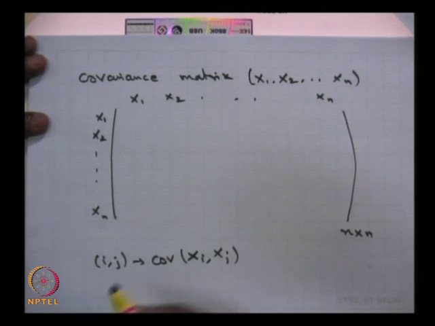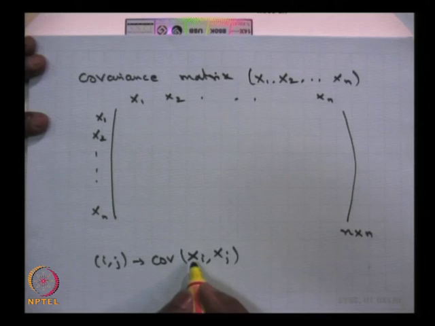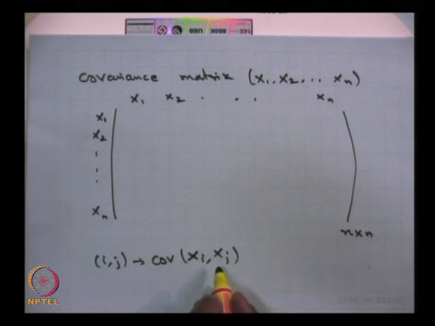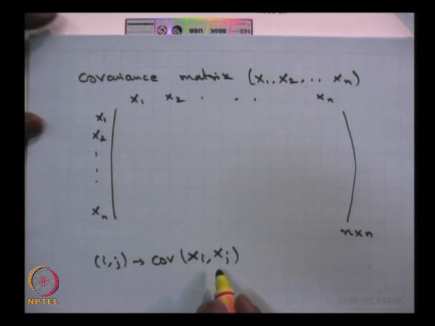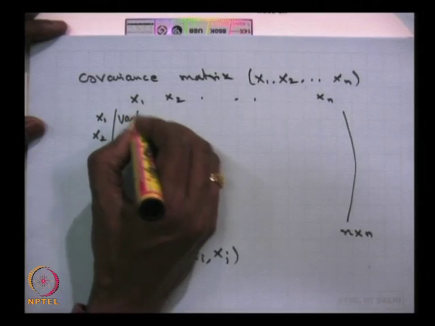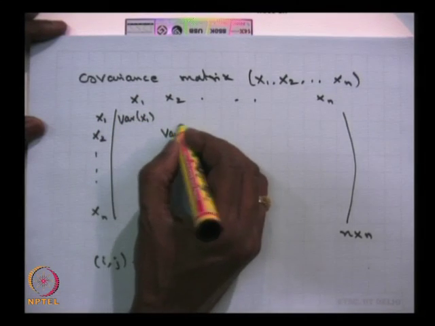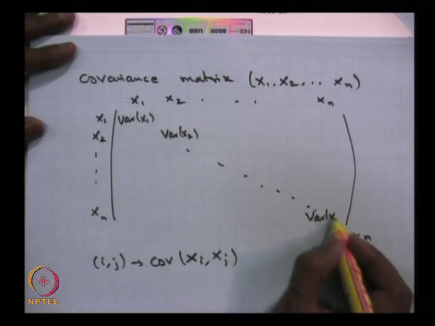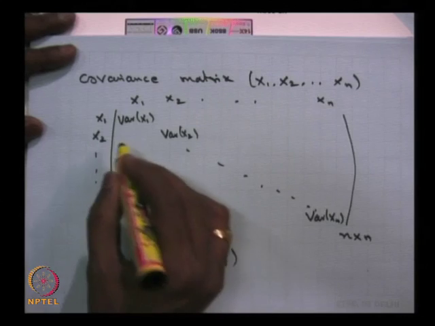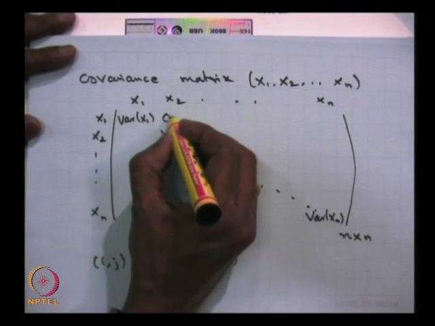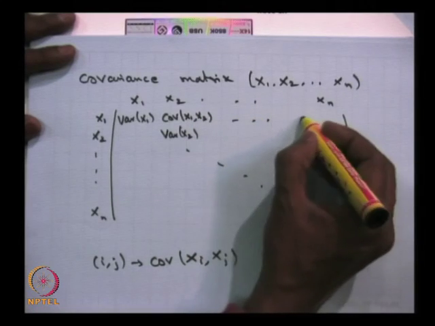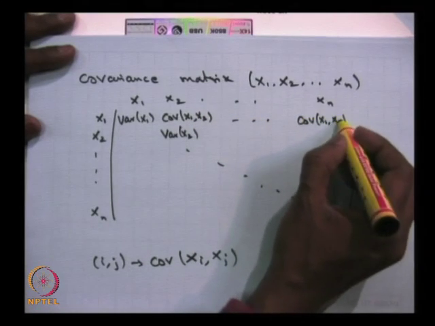You know the definition of covariance of xi and xj. If i and j are the same, then that is nothing but E of x square minus E of x whole square. Therefore that is nothing but the variance of that random variable. So this is going to be the variance of x1 and this is going to be the variance of x2. Therefore all the diagonal elements are going to be variances of the xi's, whereas other than the diagonal elements, this is going to be the covariance of x1 with x2, and the last element will be the covariance of x1 with xn.